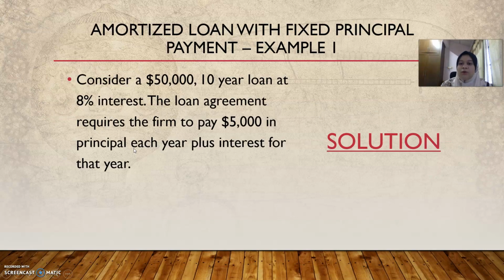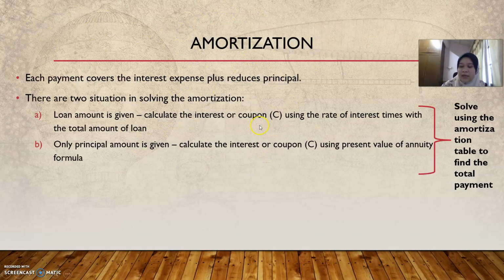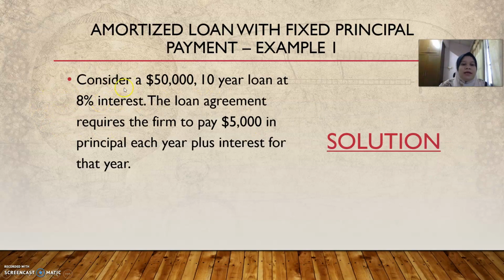Okay, so let's go through the example so that you can clearly see how you're going to solve the problem. The first example is this one, when you are given the loan amount. Consider a 50,000 loan, a 10-year loan at 8% interest. So you want to take a 50,000 loan, the time period is 10 years, and the interest rate is 8%.